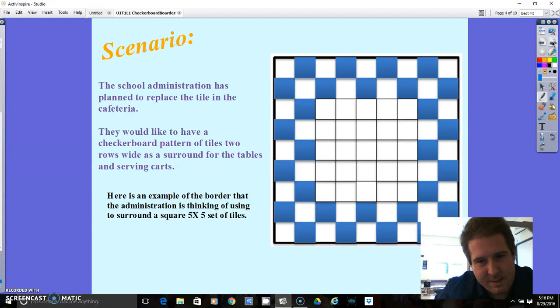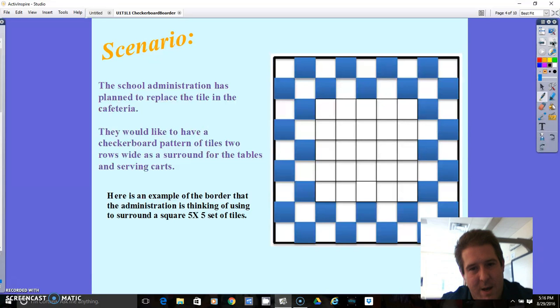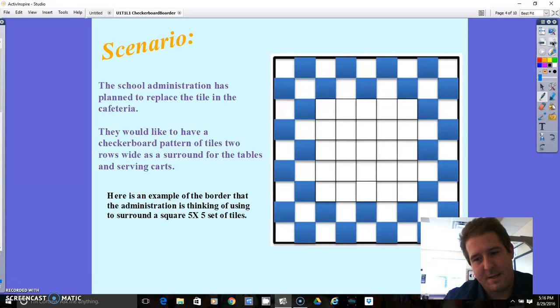All right, so now getting into the activity. The activity was about, can you write an expression that's going to represent this checkerboard activity?